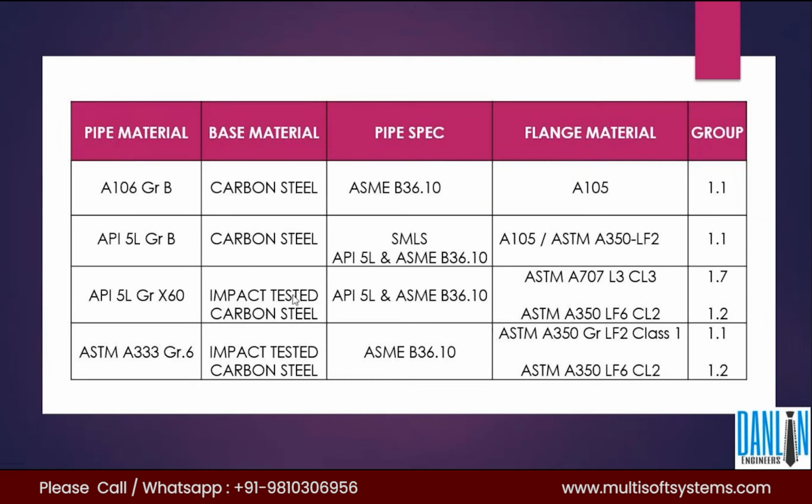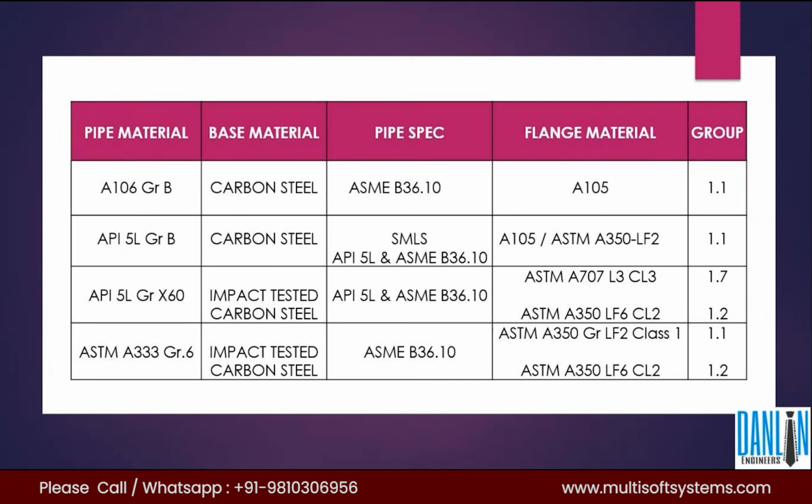Yeah, B31.3. As a piping deliverable, that's the PMS, right? From the PMS, based on the project specification, we are making the material grouping, right? That is the PMS, piping material specification. As a stress engineer, he must know how to read the PMS.